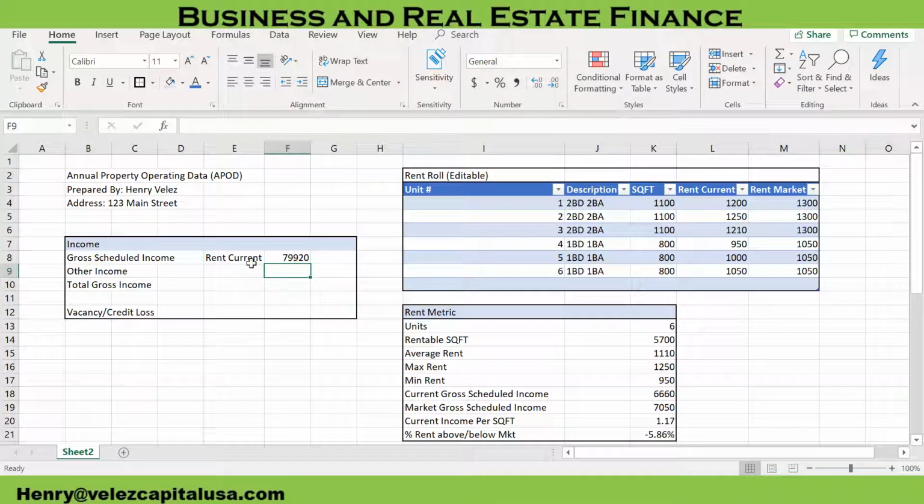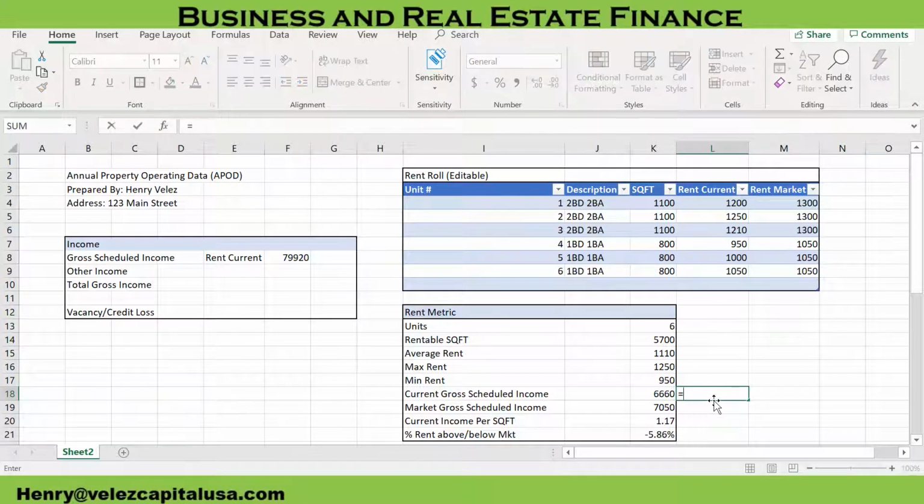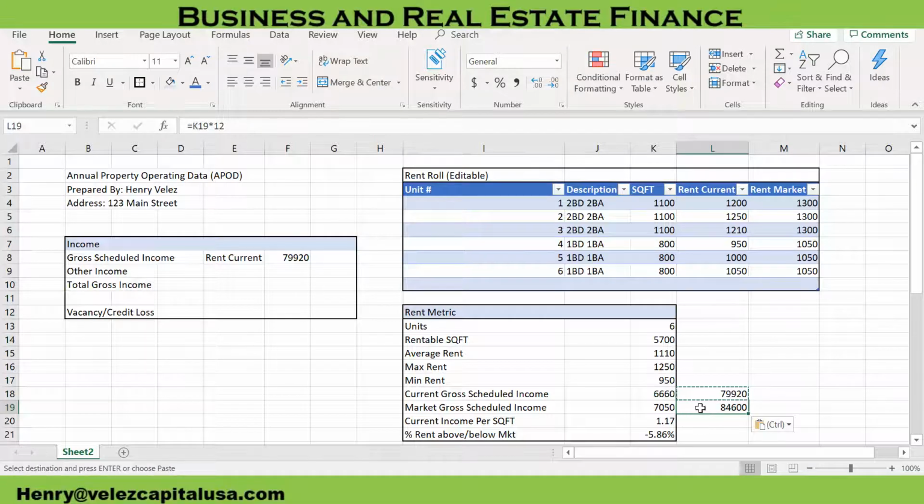So this should be the current rent, current gross scheduled income, this number here, times 12. All right, that looks right. Now, let's see. I copied and pasted this down. Let's see if it's correct. Okay, looks good. So now you can toggle between different scenarios if you were to bring it to market rent or not.